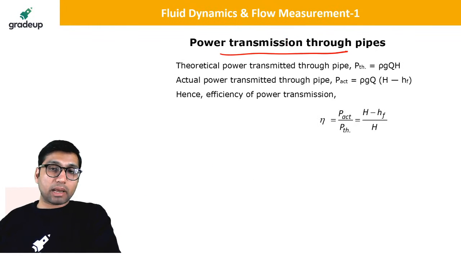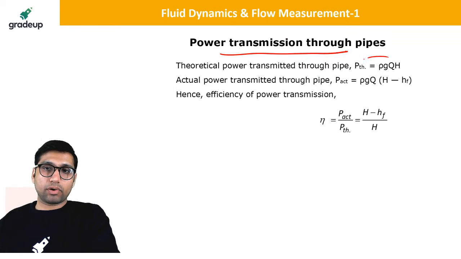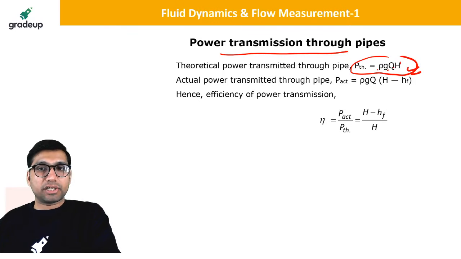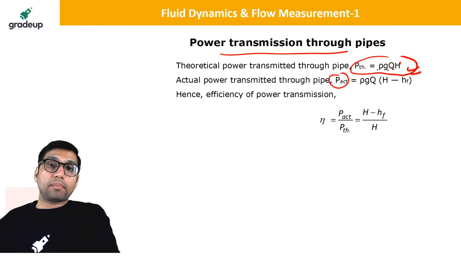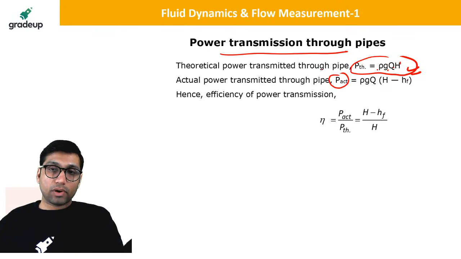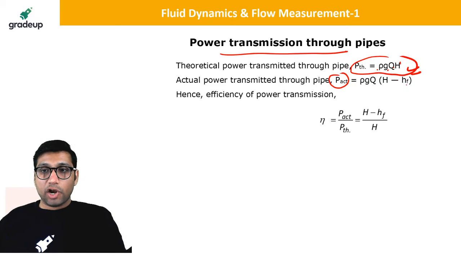Now, power transmission through the pipe. If you have to find the amount of power that can be transmitted through the pipe, the theoretical power is equal to rho g q h, where h is the total head, q is the discharge, rho is the density, and g is the acceleration due to gravity. But the actual power will be less than expected from the theoretical power, because of the friction head loss.